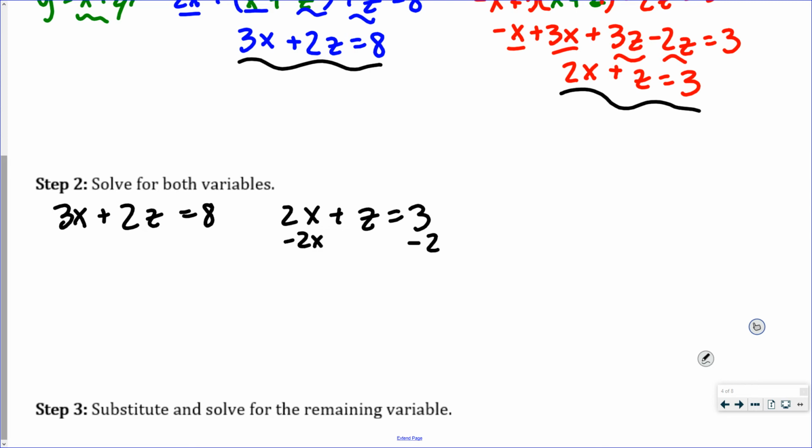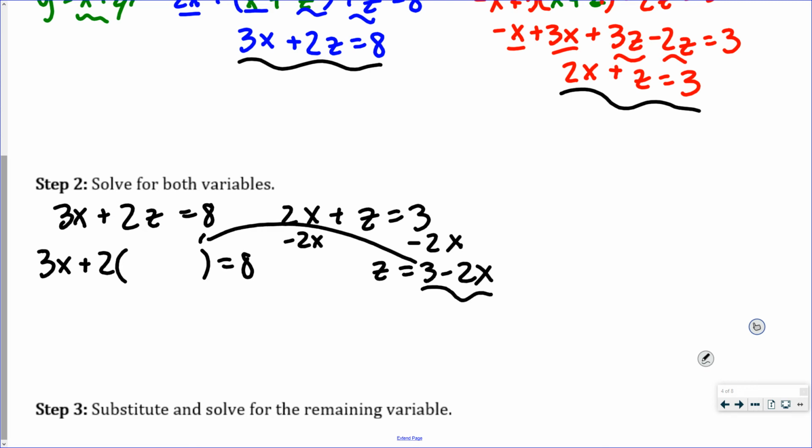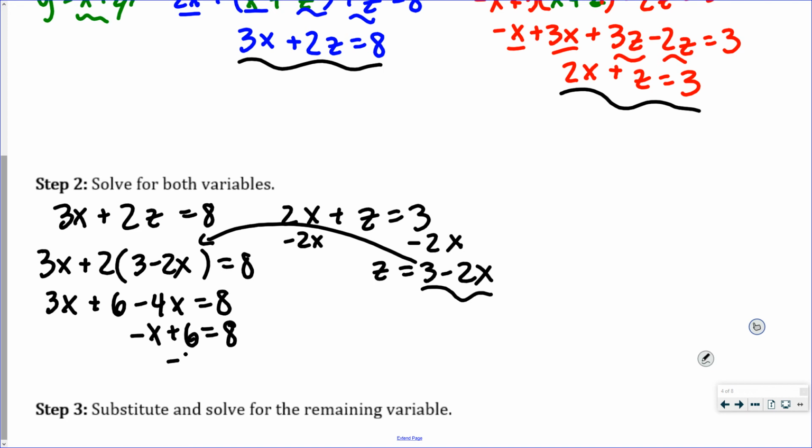I can solve this for z. Z is 3 minus 2x. So I come over here, take out the z, substitute in 3 minus 2x. And then I can find x. All right, I get x to be negative 2. Careful with all that algebra.